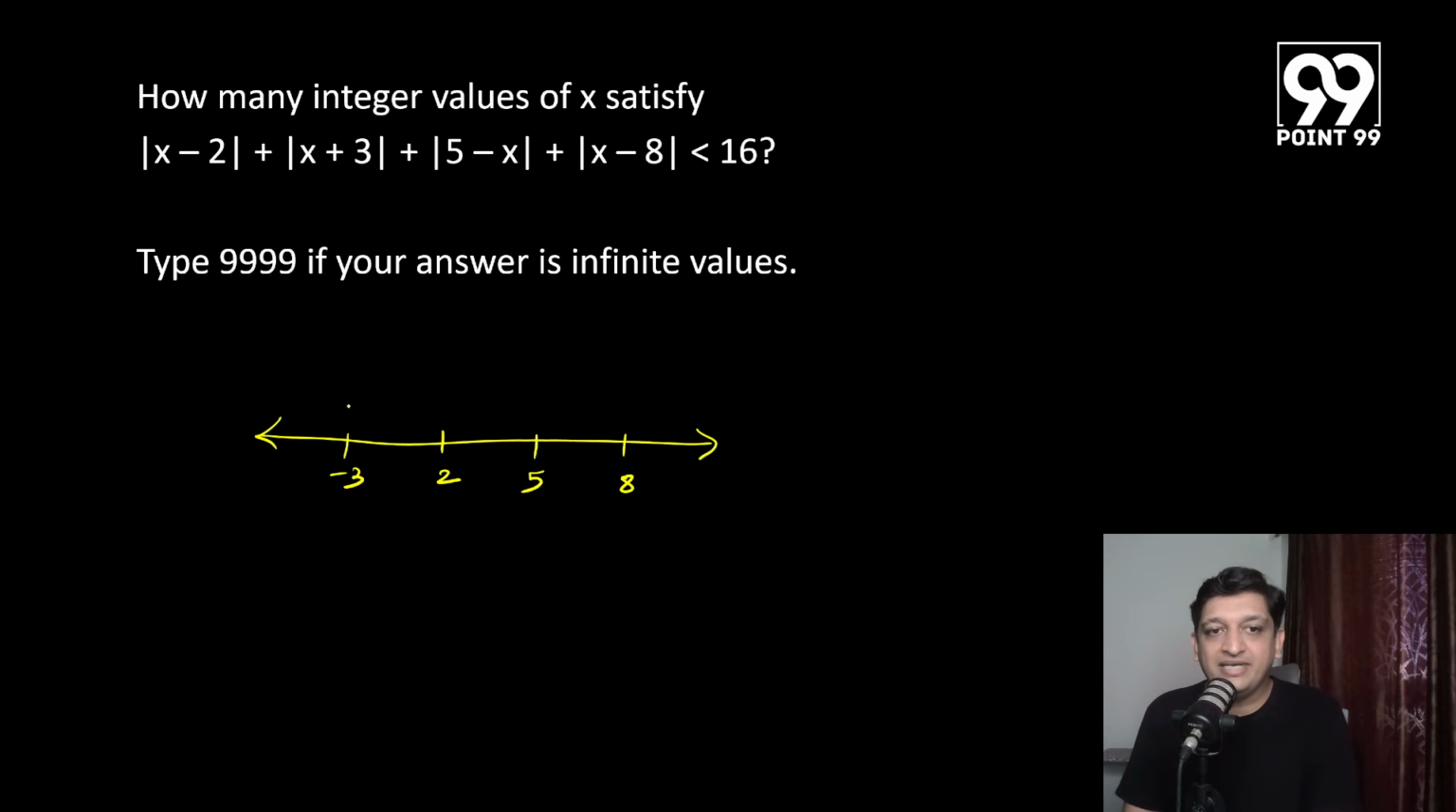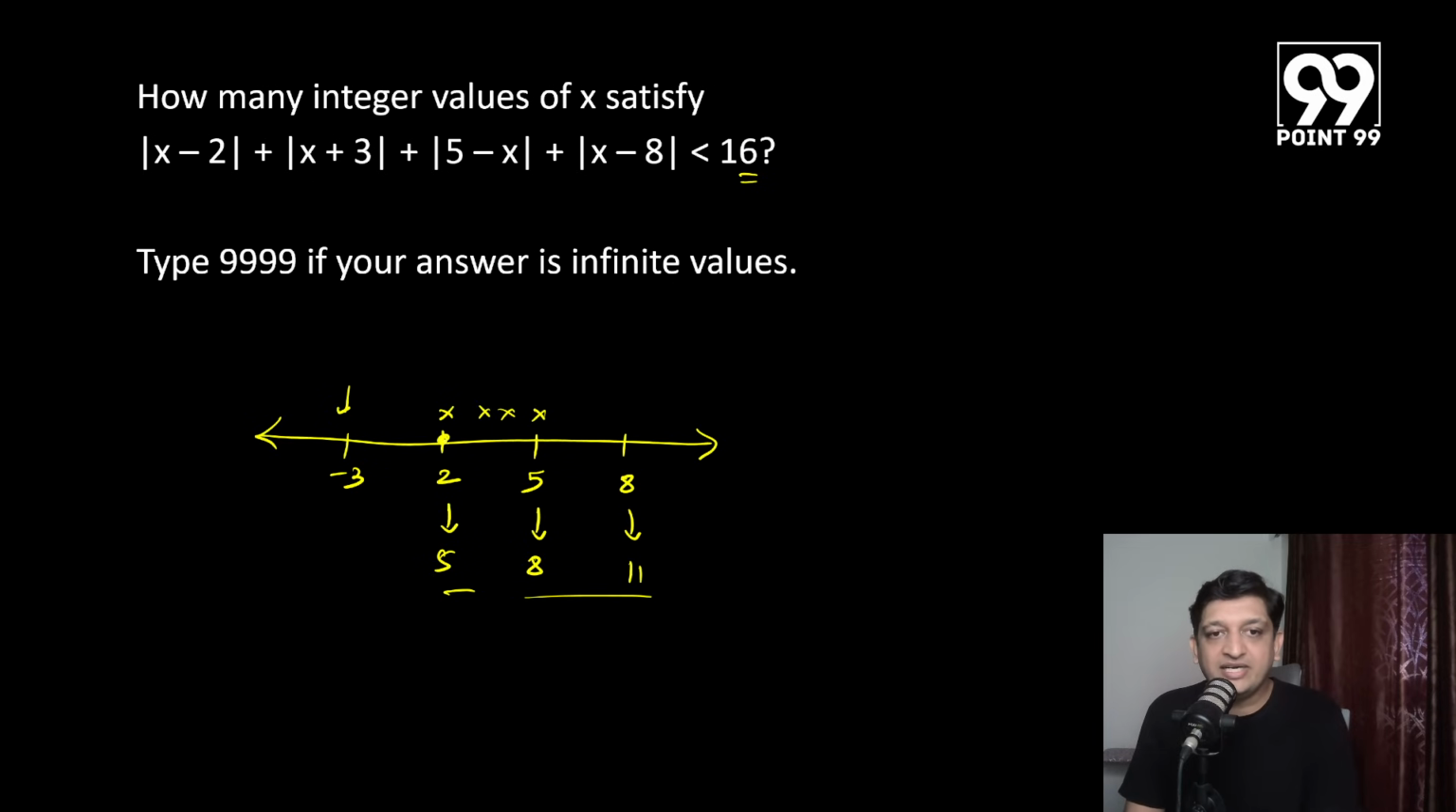Let's say everybody meets at this point. What is going to happen? This person is going to cover 5 units, this person is going to cover 8 units, this person is going to cover 11 units. Together they are covering 24 units, which is way beyond what they are expected to cover. So the minimum distance will be covered if everybody decides to meet here, here, or somewhere in the middle.